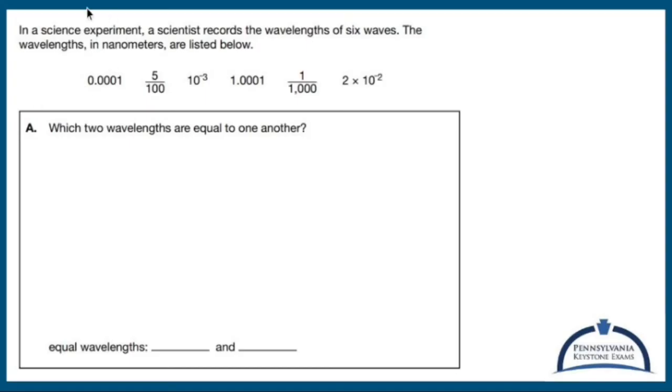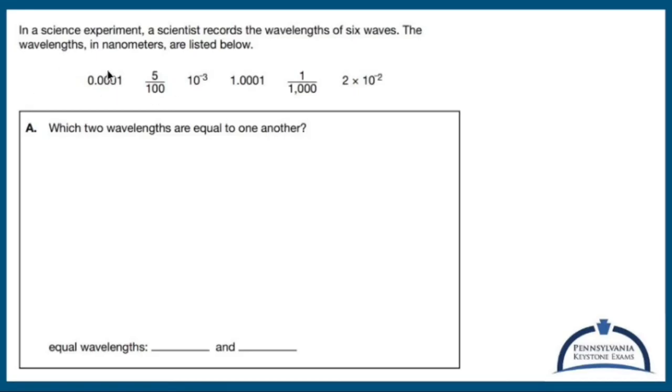All right, we've got ourselves a constructed response problem. In a science experiment, a scientist records the wavelengths of 6 waves. The wavelengths in nanometers are listed below. Which two wavelengths are equal to one another?